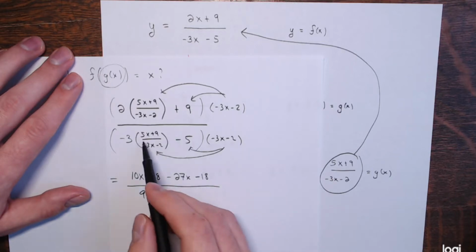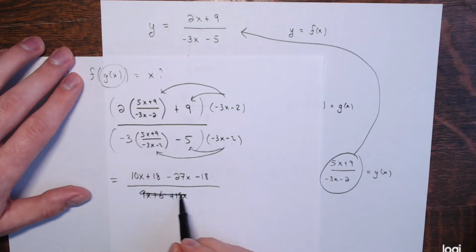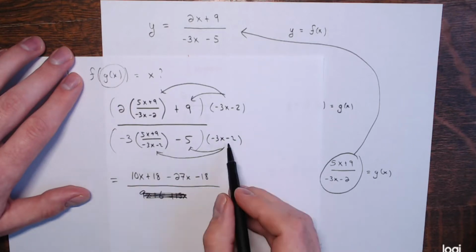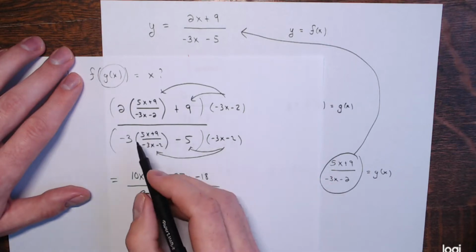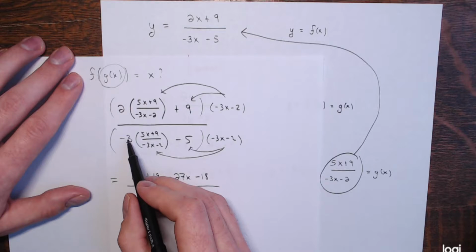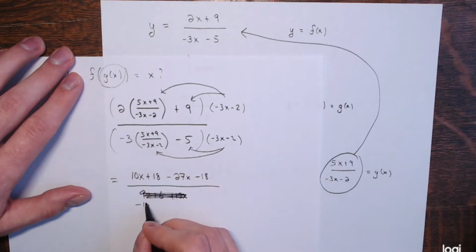Oops, nope. My bad. My apologies. The negative 3x minus 2's would cancel. You have negative 3 times 5x plus 9. I did times negative 3x plus 2 minus 2 for some reason. Negative 3 times 5x would be negative 15x. And then negative 3 times 9, negative 27.